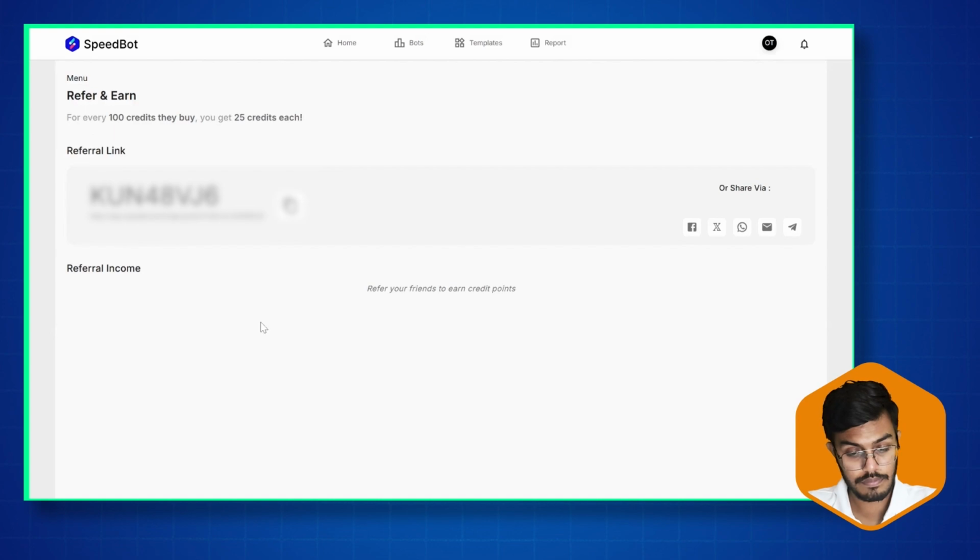If you click over here, this is the referral code that you can share with your friends and family. Whenever they sign up, they can use this code to open their account. Whenever they purchase a subscription or add money in their SpeedBot wallet, you'll get a flat 25% of it. For example, if they have purchased 100 rupees or 100 credits in their SpeedBot wallet, then by default you'll see a transaction of 25 credits or 25 rupees in your SpeedBot account. So you'll be able to see your referral income over here.